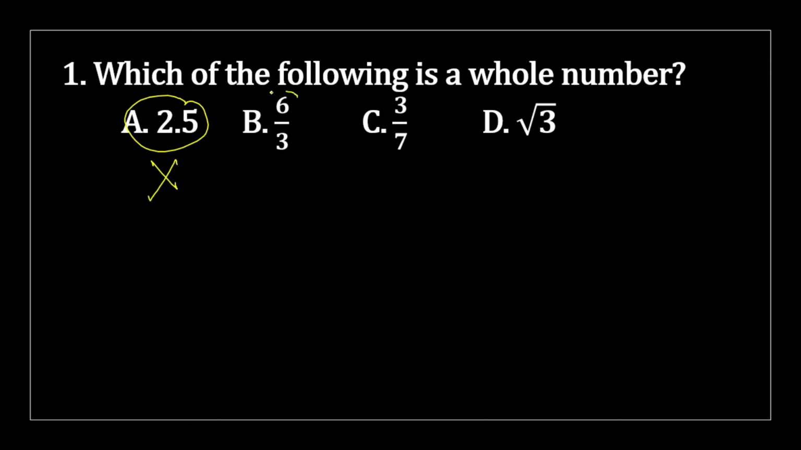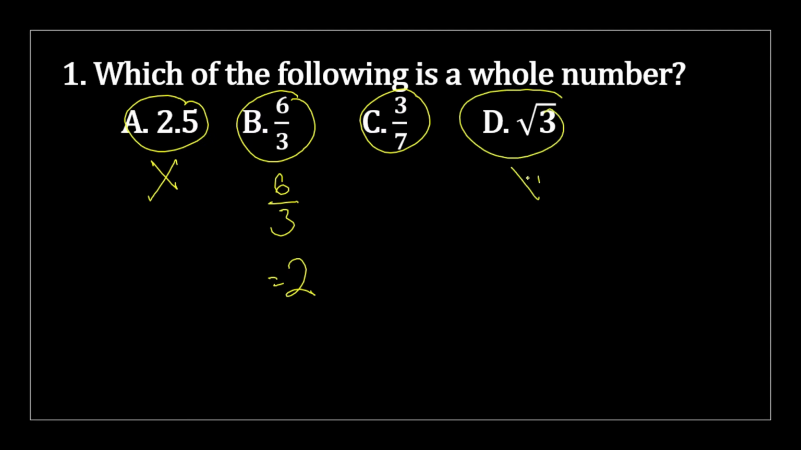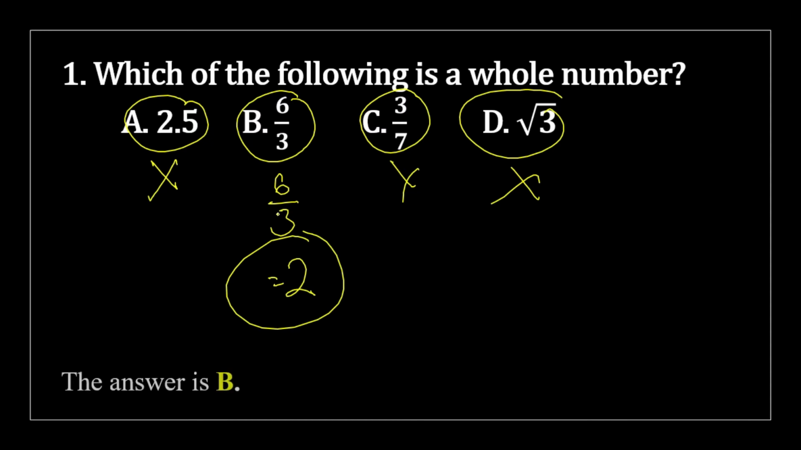At first glance, you can see that letter B is a fraction, but we could express B as a whole number. That is 6 divided by 3, or 2. Letter C is a fraction, therefore it is not a whole number. Letter D is the square root of 3. This is a non-terminating and non-repeating decimal, or it is called an irrational number. Therefore, it is also not a whole number. So the correct answer is letter B.